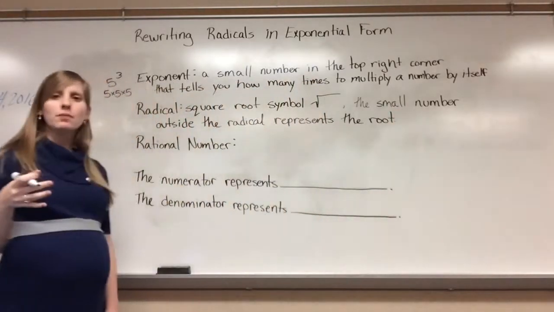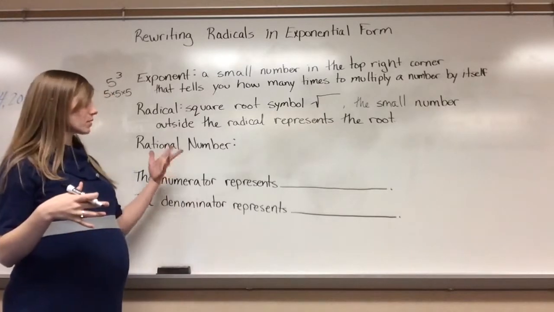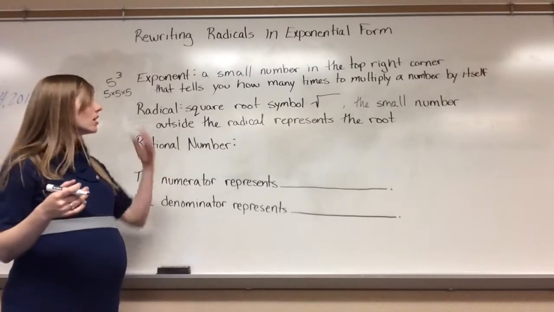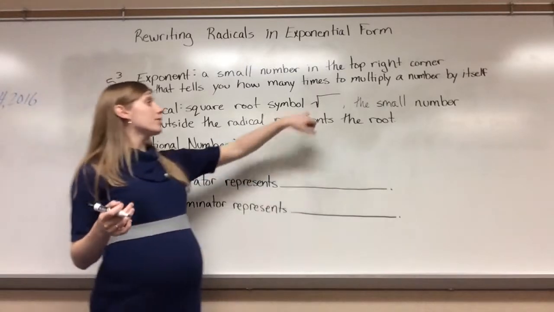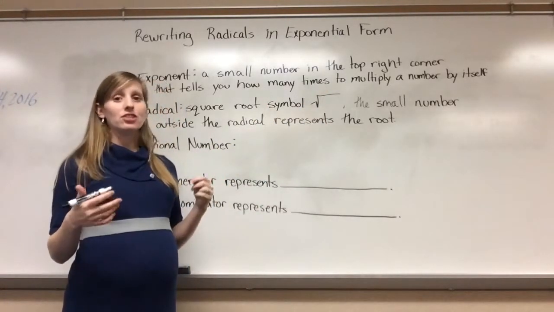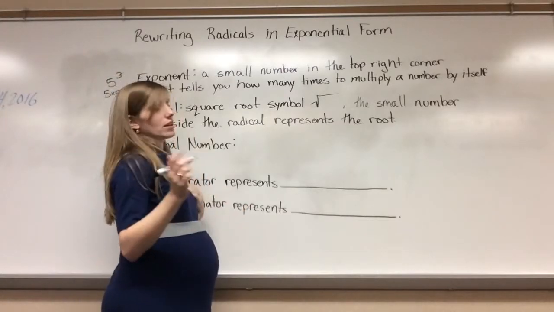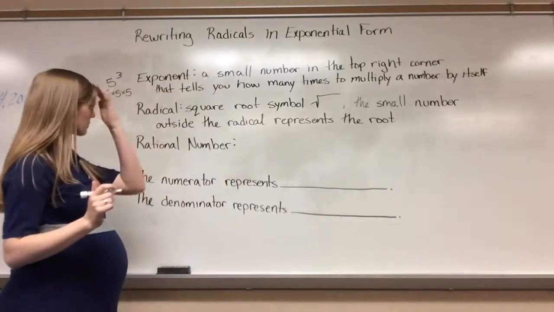Okay, so the small number will tell you how many times you're supposed to multiply the number by itself. For square roots, it's 2. They don't put the 2, but it is there. It's just understood that it's a square root if they don't put a number. So that's something also important to remember.